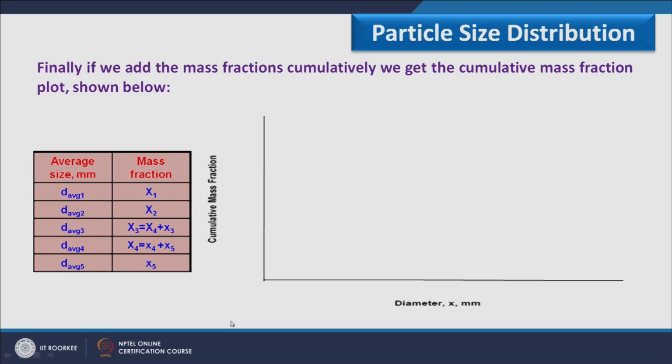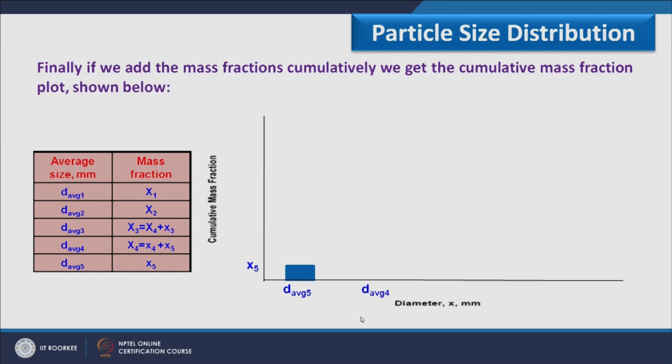So, if I want to draw the cumulative plot, on the x axis we have represented the diameter and on the y axis we can represent cumulative mass fraction. For D average 5, corresponding to x5, we can have the bar chart like this. If I want to draw for D average 4, we have to join x4 as well as x5 together.